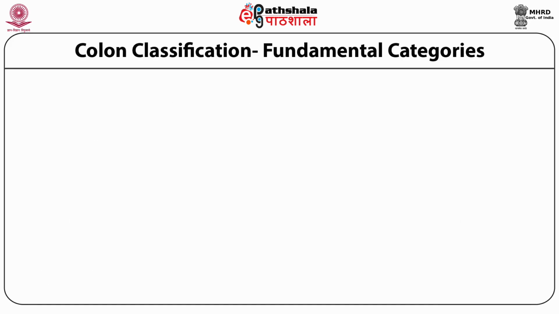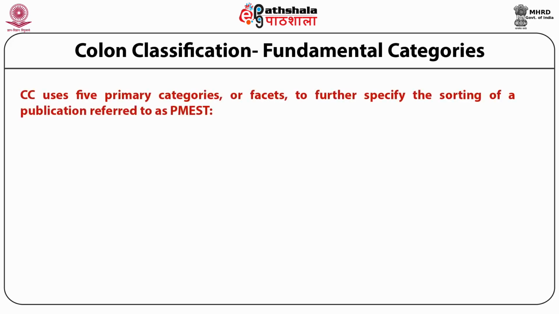The fundamental categories in colon classification. In order to classify the document, Ranganathan has used 5 primary categories or facets to further specify the sorting of a publication in colon classification scheme. These are referred to popularly as PMEST.